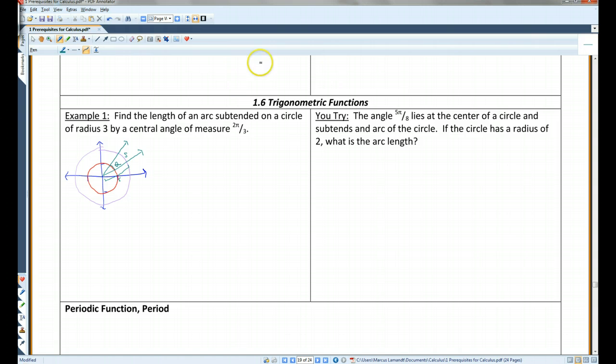We want to use this equation. S equals r theta. R is the radius, theta is the central angle measure. So S equals 3 times 2 pi over 3. The 3's cancel out. The subtended arc is 2 pi.